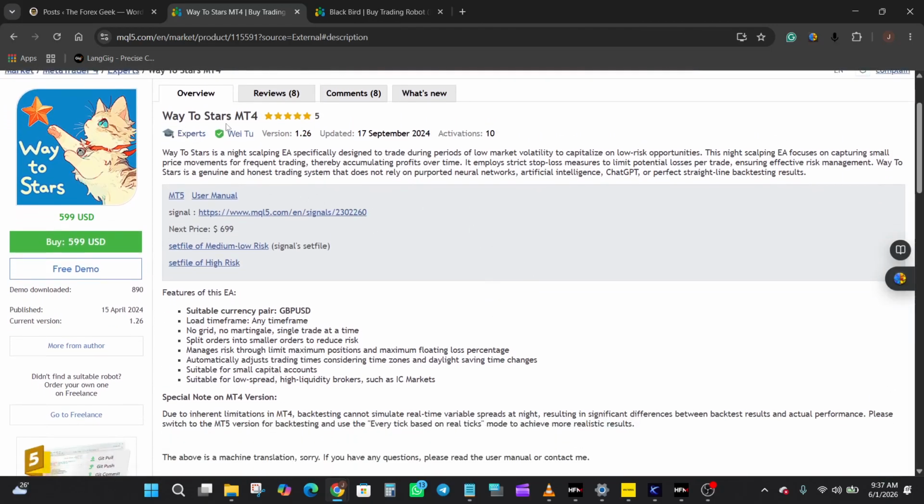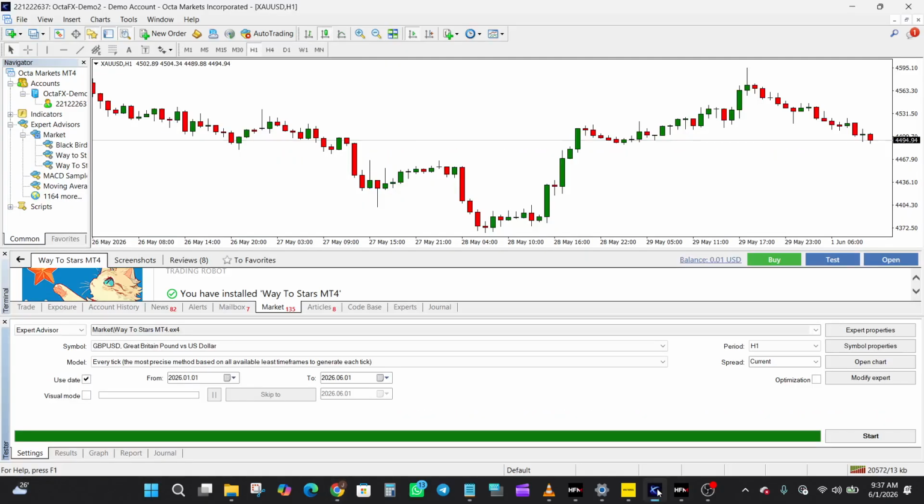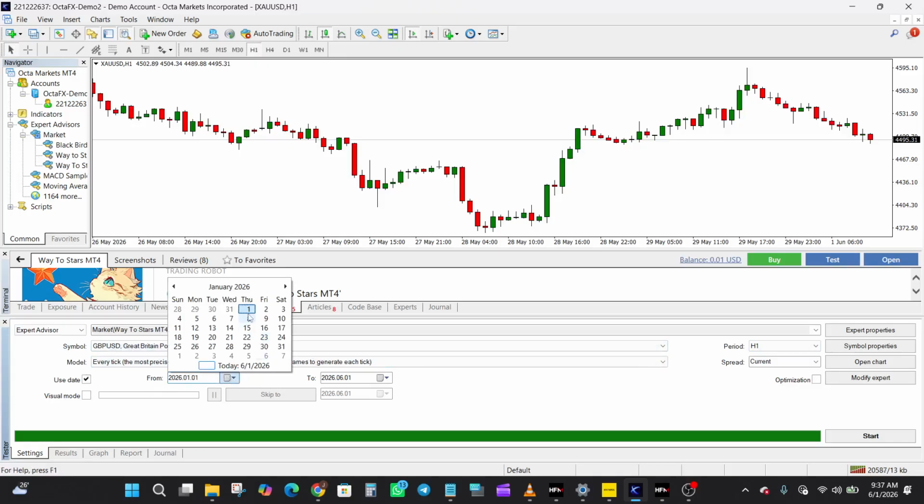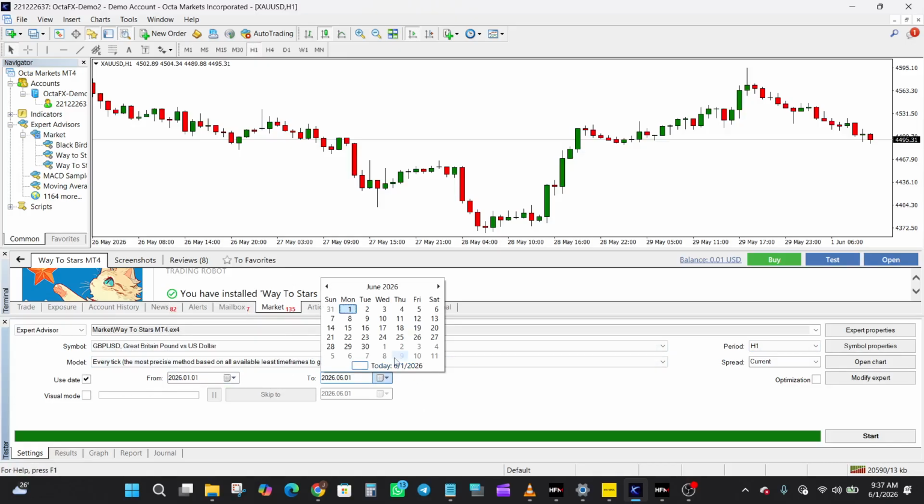We are going to be testing the Way to Stars MT4 EA on GBPUSD on our preferred time frame. So we can see that we are testing the EA on the H1 time frame, GBPUSD as recommended, Way to Stars. We're testing from the beginning of this year, 1st January 2026 till date, so that we can capture a reasonable amount of data for the backtesting.